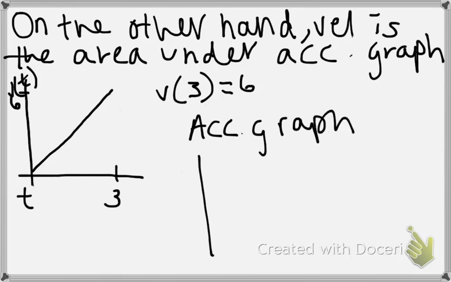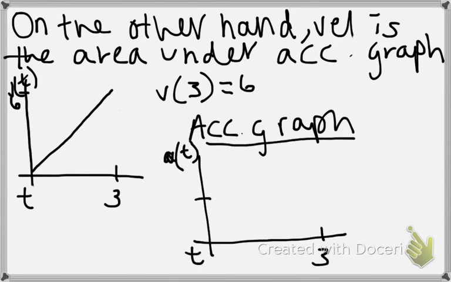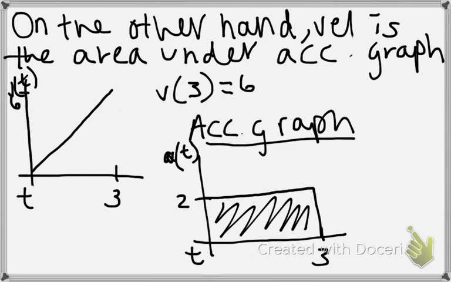On the velocity versus time graph, which is on the left, the velocity at t equals 3 is 6. If you want to find that same velocity from this acceleration graph, you take the area under the graph at t equals 3. Because the area under that graph at t equals 3 is 6, it shows that the area on an acceleration graph is the velocity at that given point.